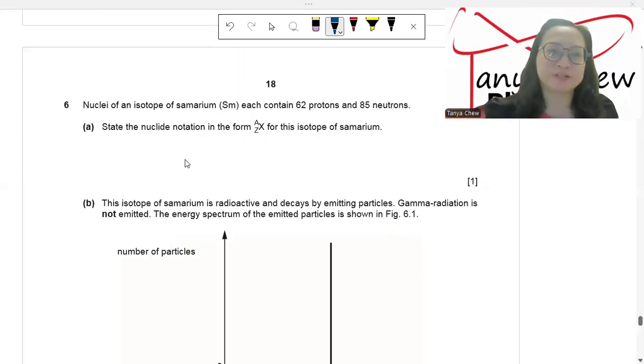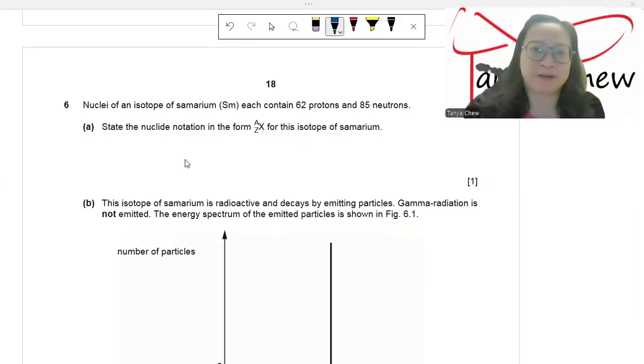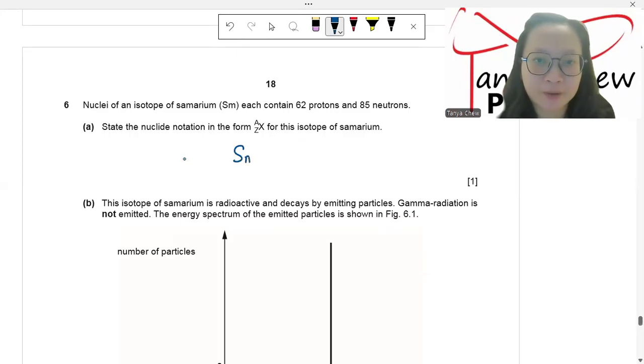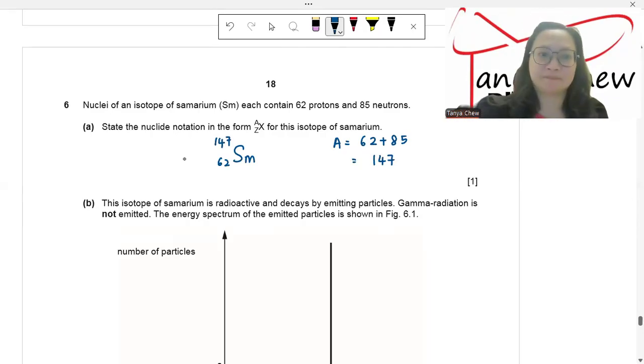Now, question number 6. Nuclei of an isotope of samarium, Sm, each contain 62 protons and 85 neutrons. A, state the nuclide notation in the form A X Z for this isotope of samarium. So samarium, just put samarium here, and proton number is 62. Z represents the proton number. A represents the sum of proton and neutron number, which gives you 147. So just put 147 here.